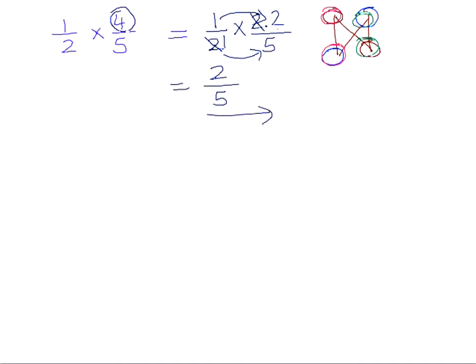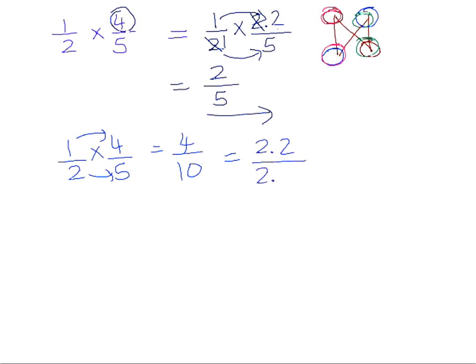The other way that you could go about doing this would be to first multiply. So first multiply the 1 by the 4 and the 2 by the 5, and then simplify the fraction that remains. So 4 is 2 times 2, 10 is 2 times 5, 2 divided by 2 is 1, and we're left with 2/5 as our final answer.